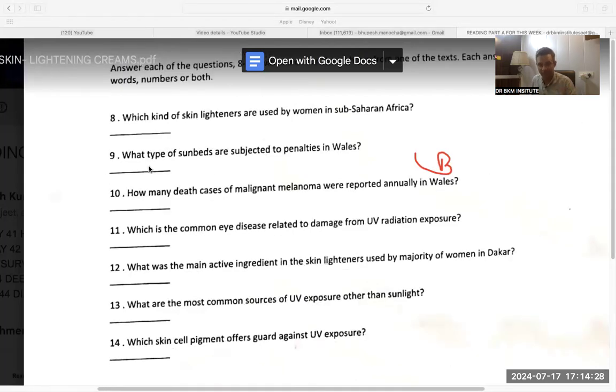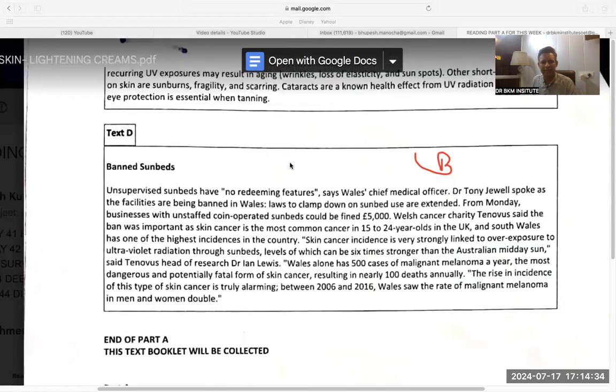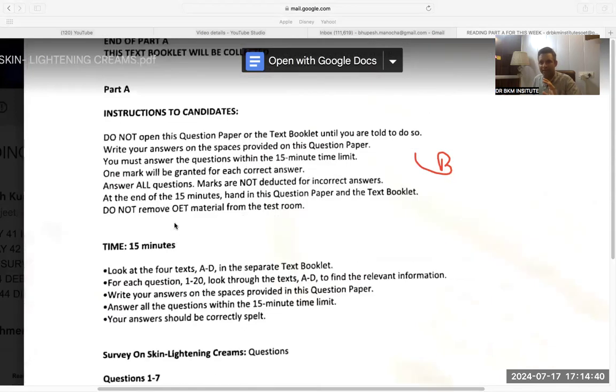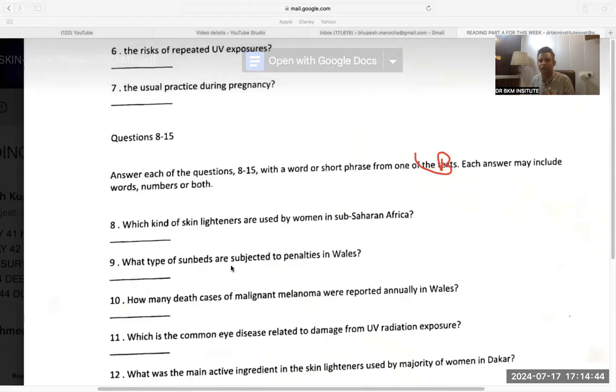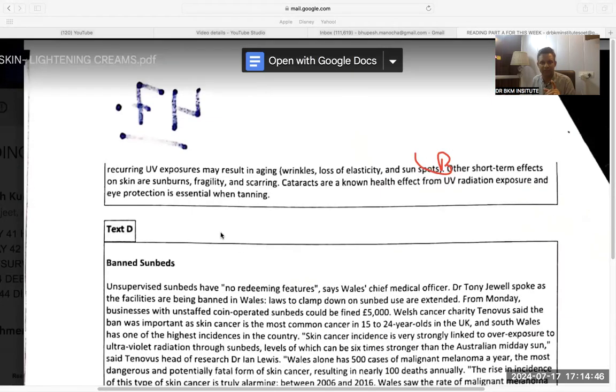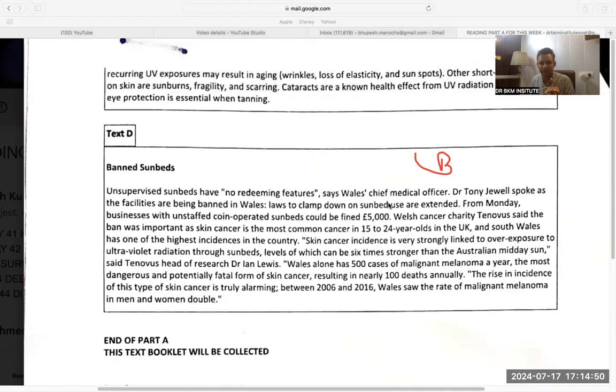Okay. Let me tell you one more. What type of sunbeds are subjected to penalty in Wales? I did not read anything about Wales, but sunbeds is given in this, so I know it should be in D. Now I understand it is in D. Now I will read the question again. What type of sunbeds? Penalties. So I want to find the line about penalty. Bans are extended. What are bans?